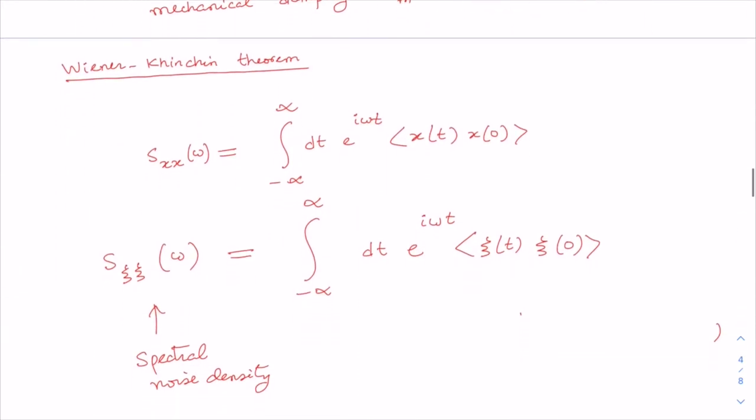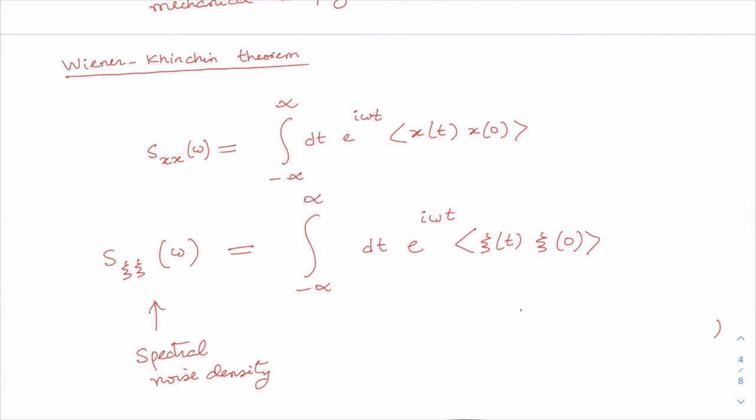We then recalled the Wiener-Khinchin theorem, which we discussed in the context of a movable mirror in an earlier class, which basically says that the noise spectrum is nothing but the Fourier transform of the correlator. In analogy to this, we have written down the noise spectrum for the bath, which is known as the spectral noise density, and that is the Fourier transform of the second moment of the Langevin noise.